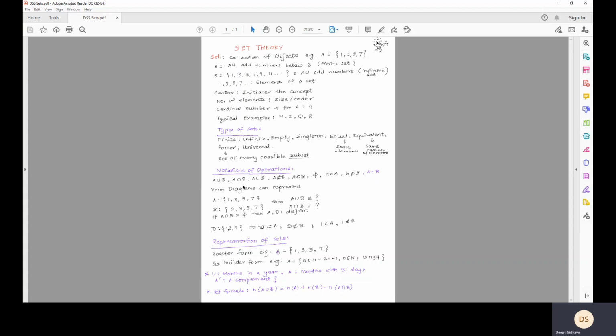Similarly, there is another operation called intersection. Intersection basically talks about the common elements in the two sets. So if you look at set A and set B, what is A intersection B? Well, you can see that 3, 5 and 7 are common elements. So the set consisting of 3 elements, namely 3, 5 and 7, is going to be A intersection B.